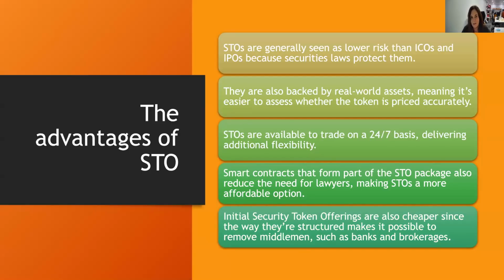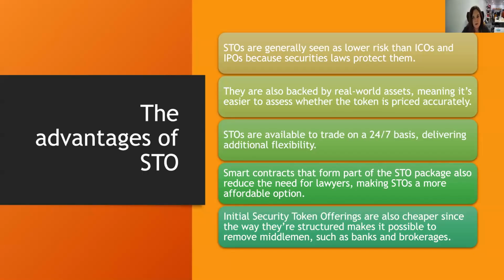So what I like about STOs is it's generally seen as a lower risk than ICOs because the security laws protect them. So for a company to have their token as an STO, they've had to go through a lot to get them, as most of us know. Like we've heard, those that have been on the closed meetings or on the company webinars would know that there's been a massive process to get where we are today in the company.